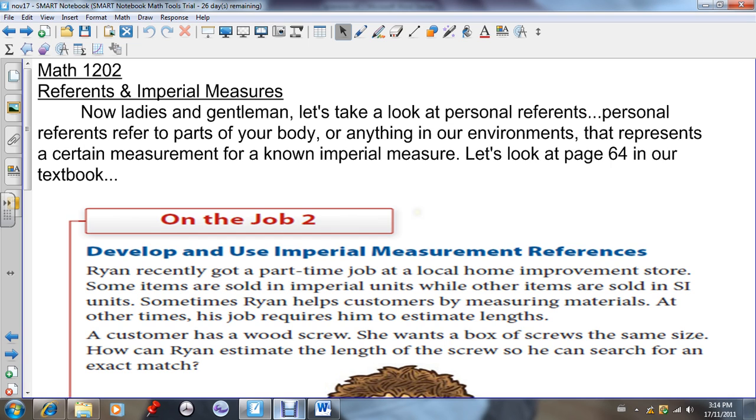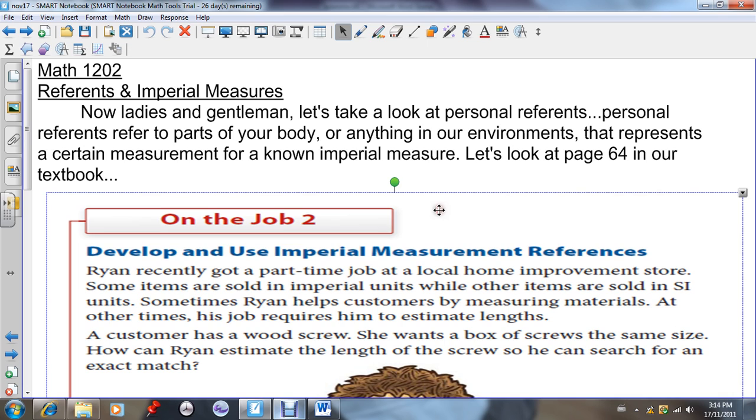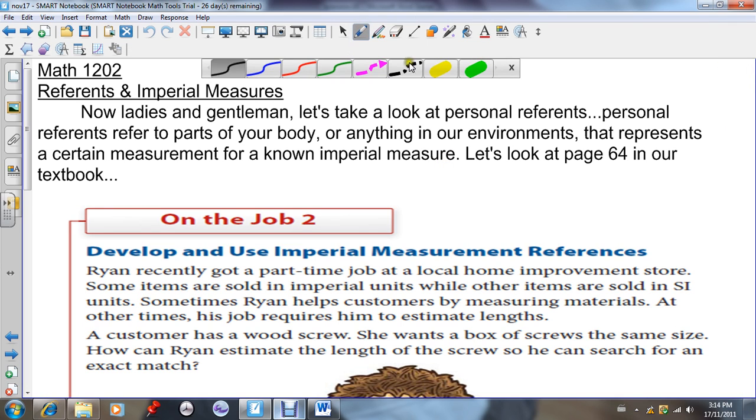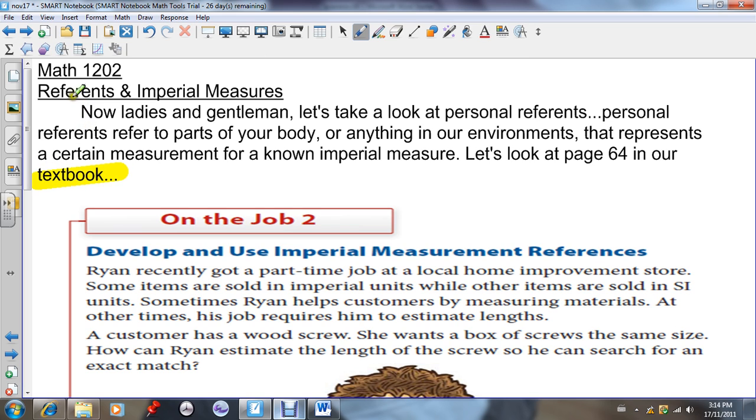You can start writing. I want you to copy down as far as the word textbook, okay? So just copy from Math 1202 down to textbook, then we'll take a look. Reference and imperial measures. Now, ladies and gentlemen, let's take a look at personal reference.